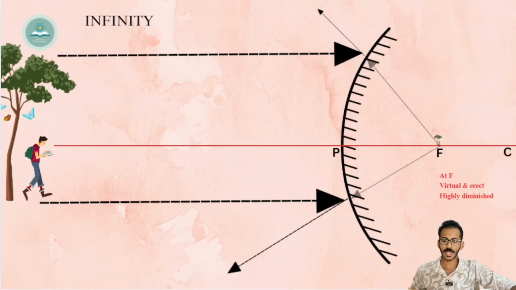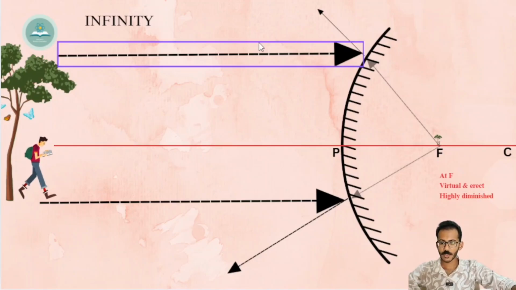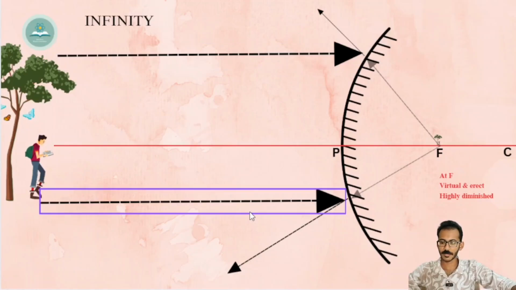Now, first of all, let's see the case of a convex mirror where an object is placed at infinity. As I told you earlier, we'll use two rays. Infinity can be treated as a special case where both the rays will be taken parallel. Whenever light is coming from infinity, we say that parallel rays of light are coming and hitting the mirror. So here also, we have two parallel rays coming like this: first ray here and the second ray here.